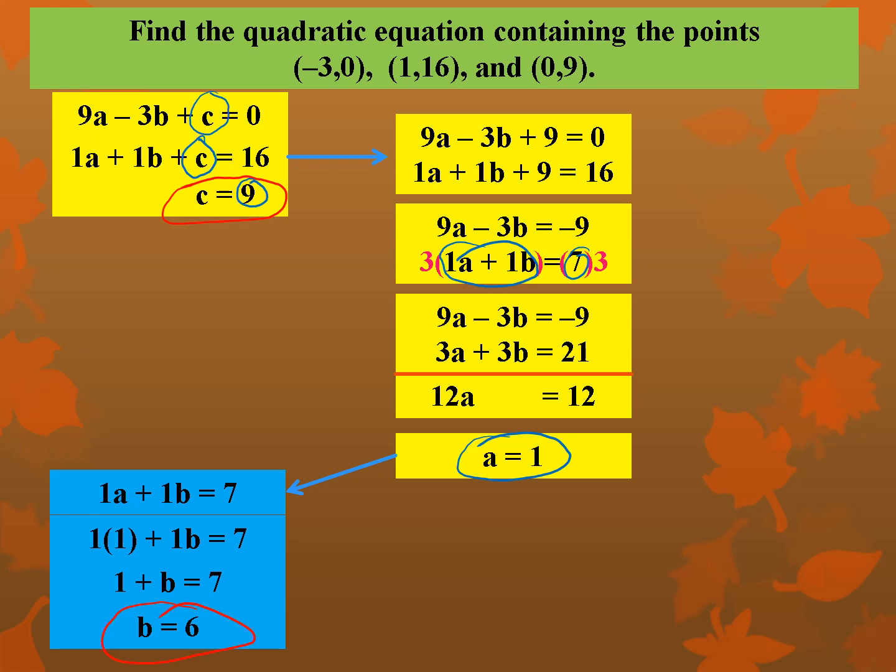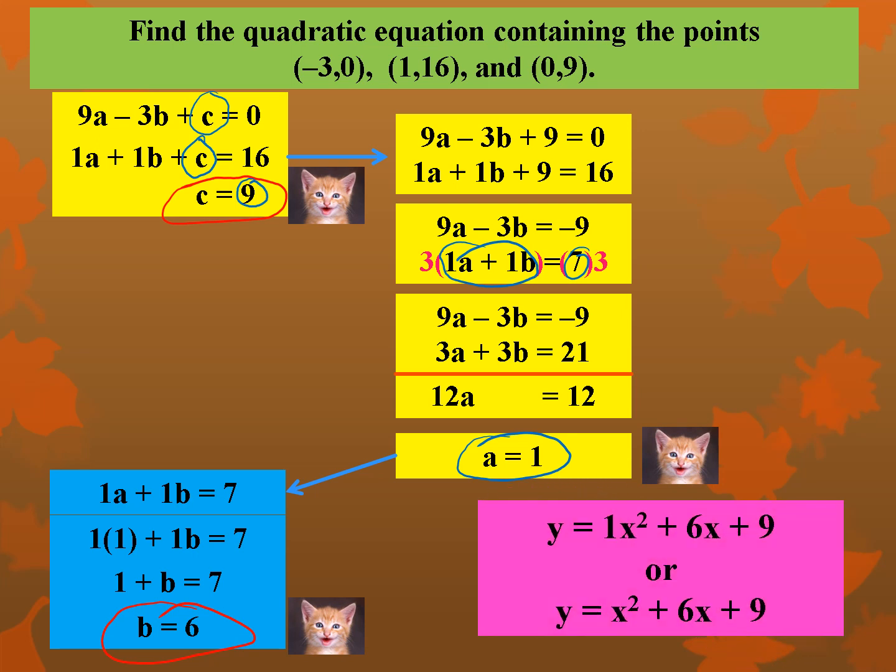Now that I've got A, B, and C, I can plug that back into standard form. This time I'm going to leave x and y as the variables. So I write that as y equals 1x squared plus 6x plus 9, or y equals x squared plus 6x plus 9. Again, it doesn't matter if you write the leading coefficient of 1. Both are mathematically correct.